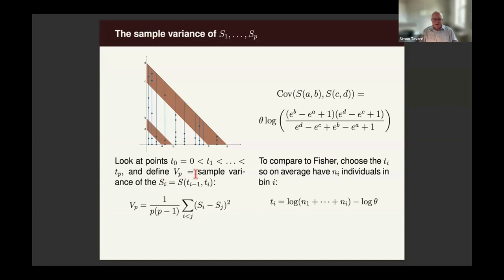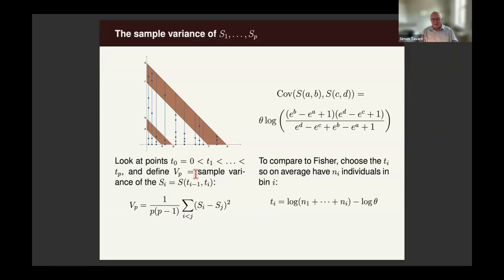Now, of course, there's a bit of a trick going on here because we don't really know how to match up the discrete version of Fisher with the continuous version of this. So the easiest way to think of that, it turns out, is to look at the case where the time intervals are such that the expected number of individuals you get in each bin are these N1, N2, and so on, which are the counts in the story Fisher was telling. And it's elementary to work out what those T's are.